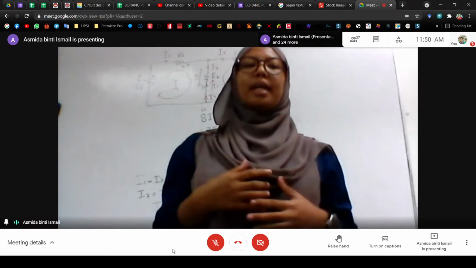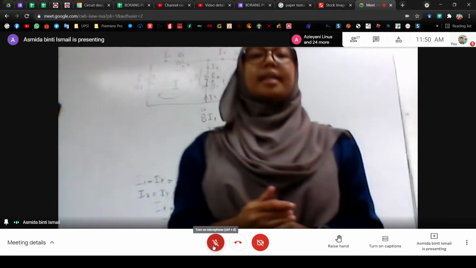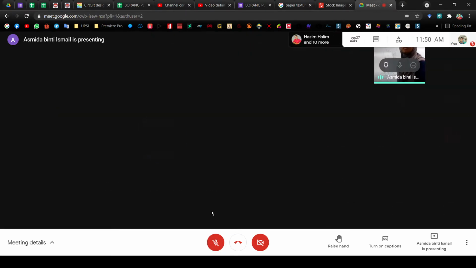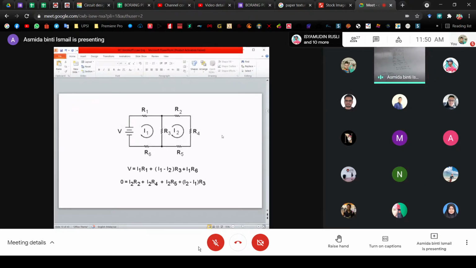Okay. I give you 5 minutes. You can try to get the equation for loop 1 and loop 2 for this circuit. Okay. Saya bagi 5 minit terbitkan dia punya equation. Guna kaedah yang saya ajar tadi.